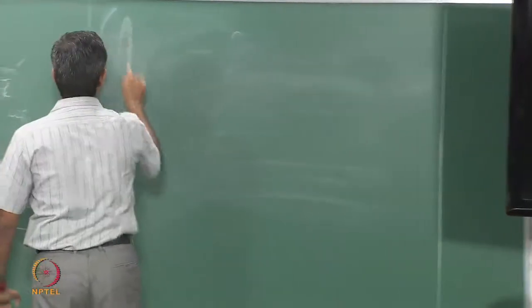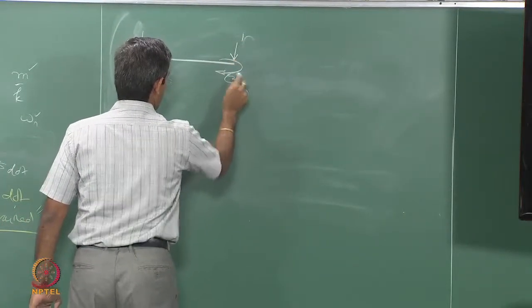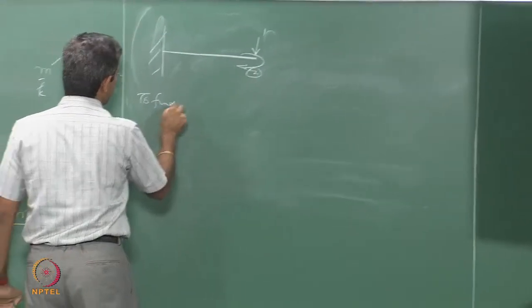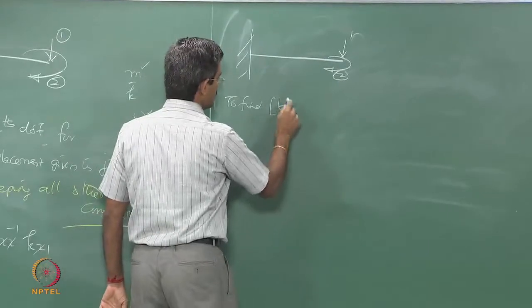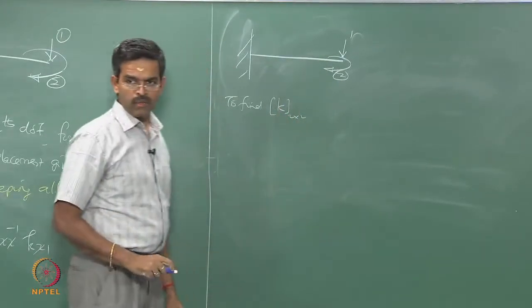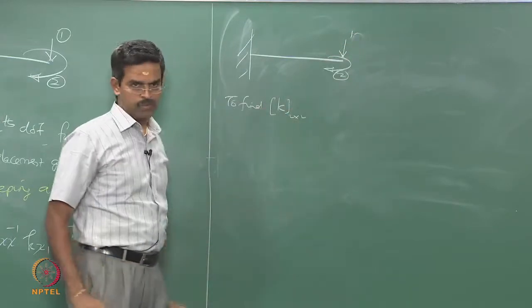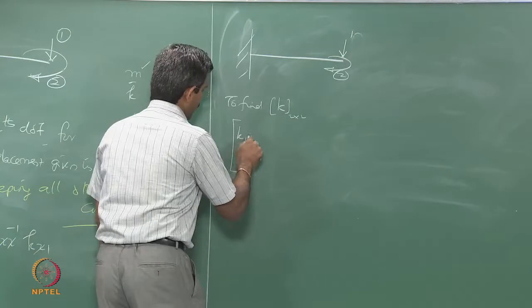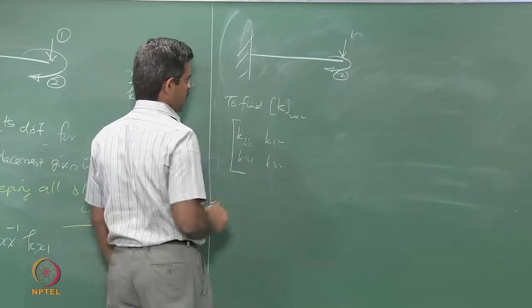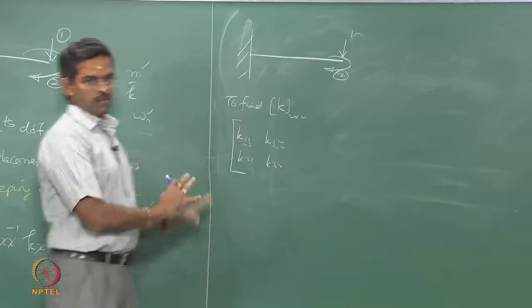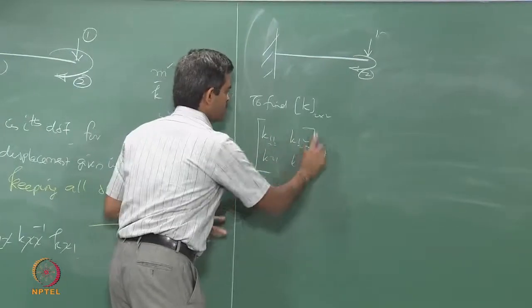So, for a given problem, if this is 1 and this is 2, to find the K matrix, which will be a 2 by 2 matrix, why? The degrees of freedom are 2, so it will be a square matrix of 2 by 2. The matrix will look like this: K11, K12, K21, K22, row first, column second. Okay, we write like this. Now, I want to know these individual coefficients of this matrix.